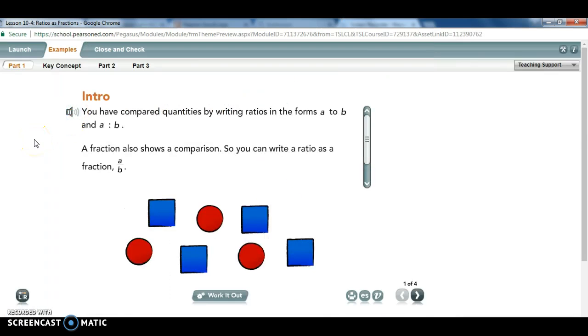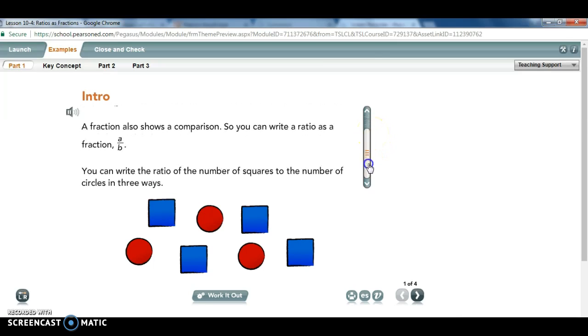You have compared quantities by writing ratios in the forms A to B and A:B. A fraction also shows a comparison. So you can write a ratio as a fraction, A over B. You can write the ratio of the number of squares to the number of circles in 3 ways. So the 3 ways that it is talking about, number of squares to the number of circles.